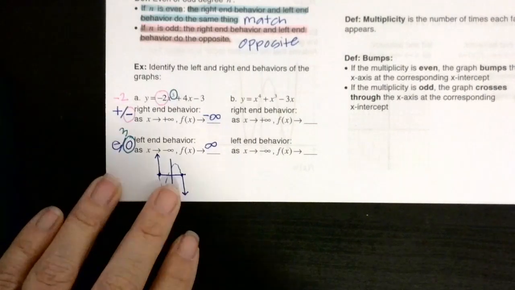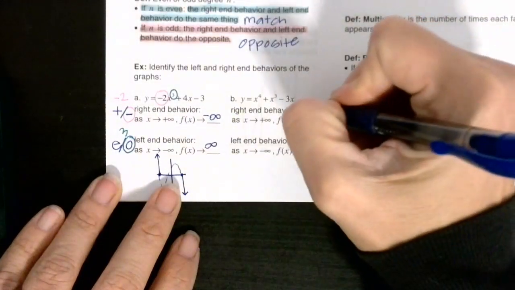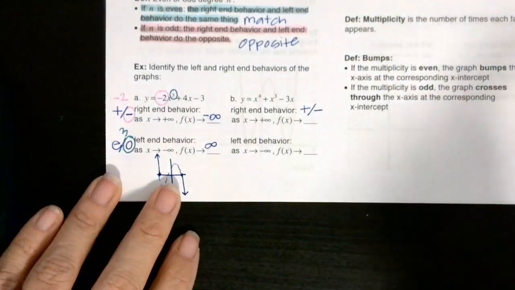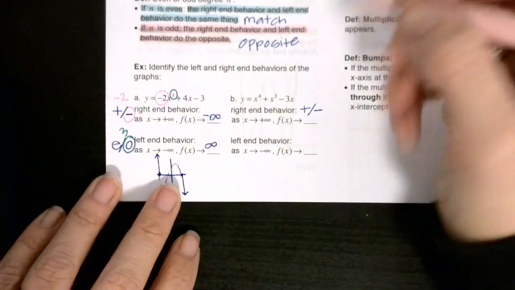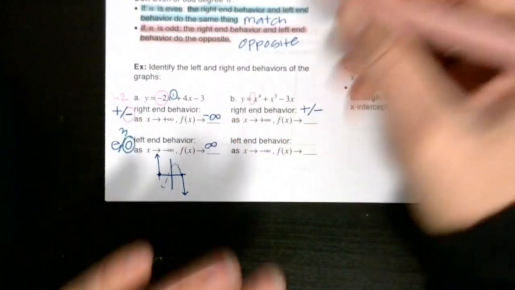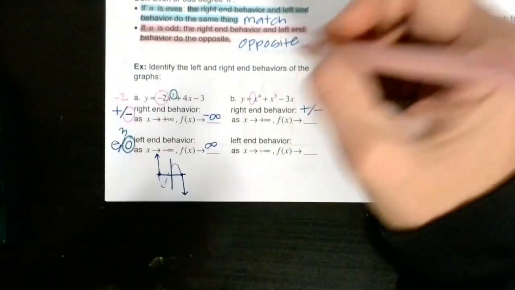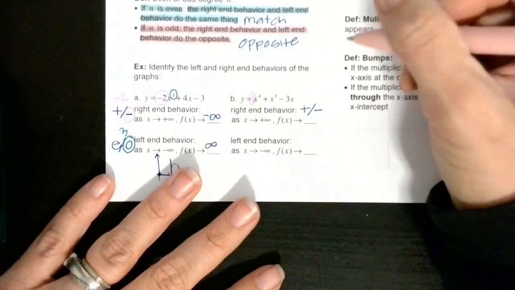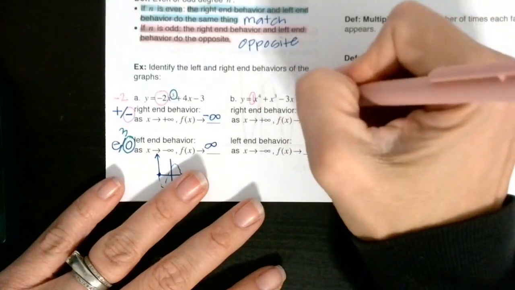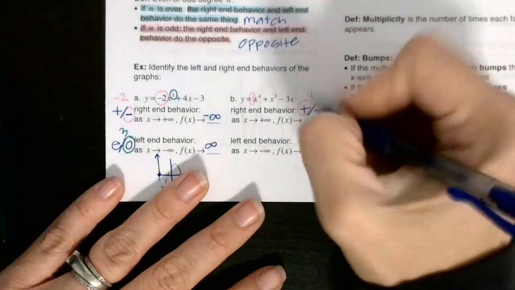Right end behavior here. Again, I'm going to do it over here. Plus, minus. So right end behavior is always plus, minus. So this is the number in front. It's always the first thing that you see, and in this case you don't see it, but it's not the power. It's the coefficient. So that's positive 1. So this is going to go to infinity.